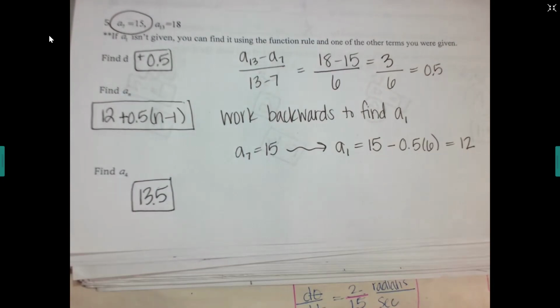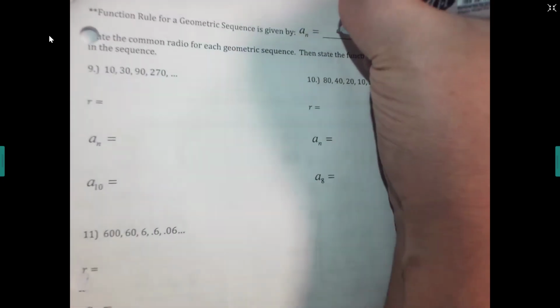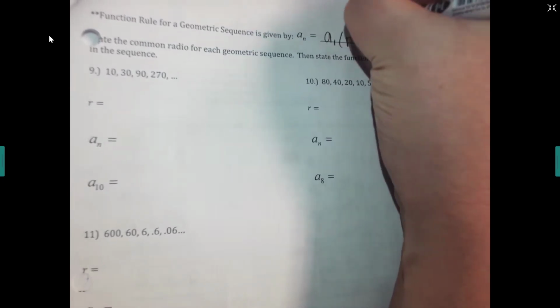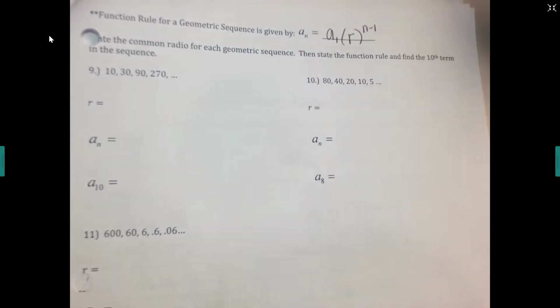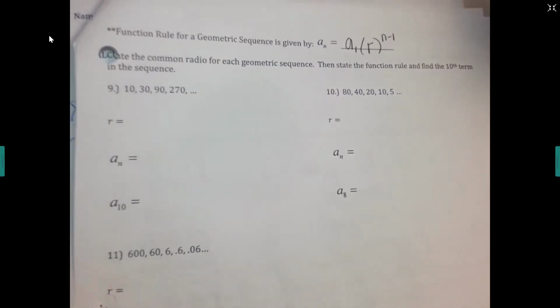Okay, remember, geometric is when it's a times or a divide pattern. So I'm going to give you the generic equation at the top, then we'll just do some examples. Okay, for a sub n, it's going to be a1 r to the n minus 1. Okay, but remember, you only use this version if it's a times or a divide by pattern.